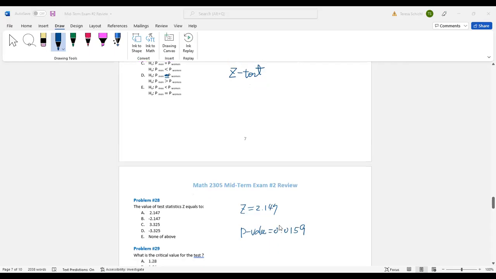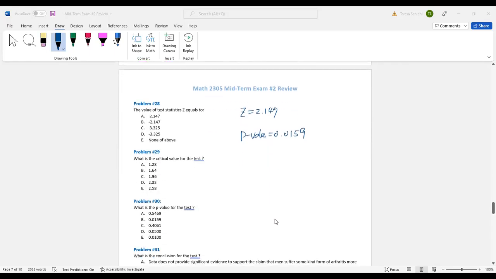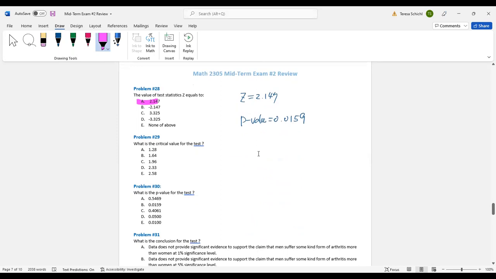Okay, so I just wrote it. So the value of the test statistic is 2.147. So what is here is A. And then let's take a look at the p-value. So what is the p-value? 0.0159. So it's B here. Okay, now let's take a look at the critical values here.